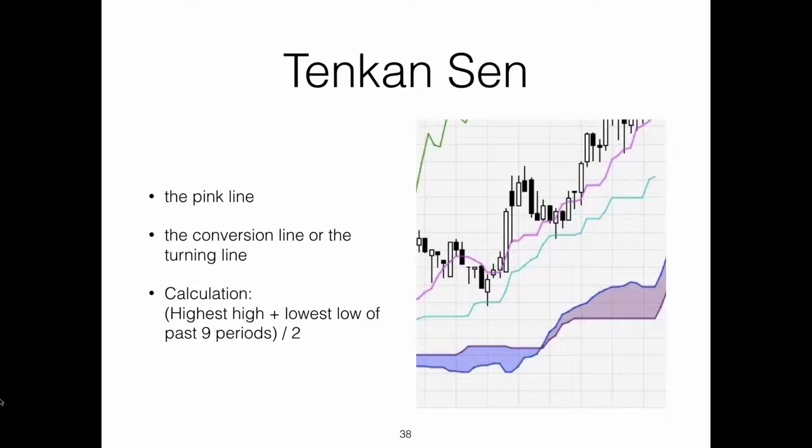The Tenkan-sen line is the pink line in the MetaTrader charts. Note that these lines may have different colors in other charts. What we will use for this webinar are the charts from MetaTrader. The Tenkan-sen is the pink line. It is the conversion line or the turning line. It is calculated by taking the highest high plus the lowest low of the past 9 periods divided by 2.